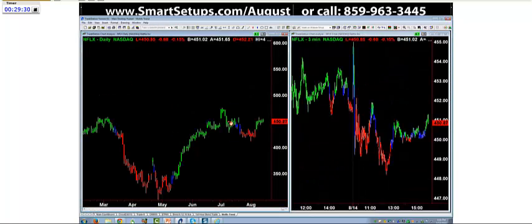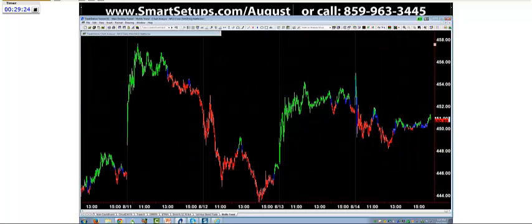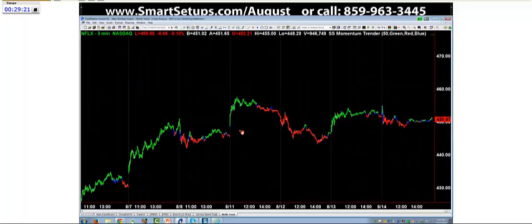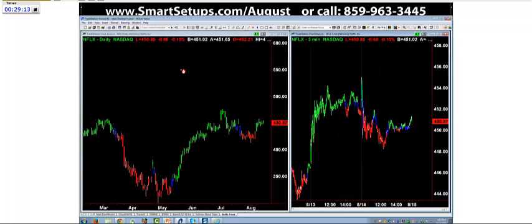NFLX, Netflix. 6 days ago, it signaled a long, and then I'll blow this up so you can see some of those signals over the past 6 days. You can see you had 1, 2, 3, 4, 5, 6. Lots of green, not as much red, so the green's been working on your part very well.